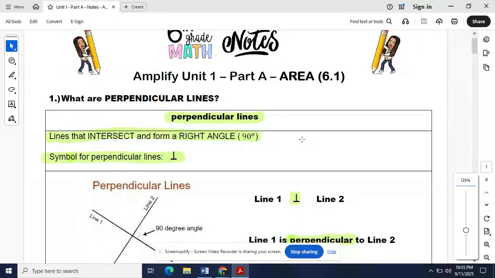This is a video of the 6th grade math notes on Amplify Unit 1, Part A, Section 6.1. What are perpendicular lines?